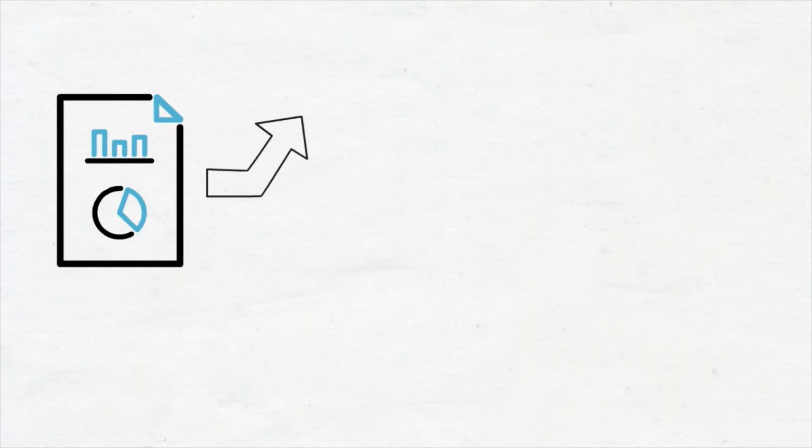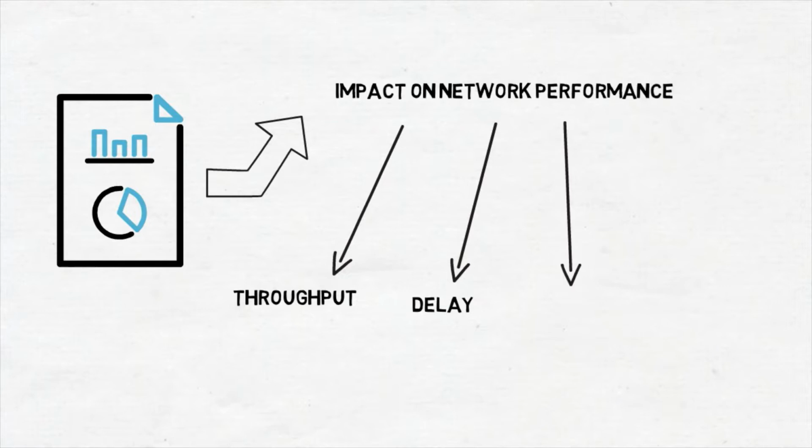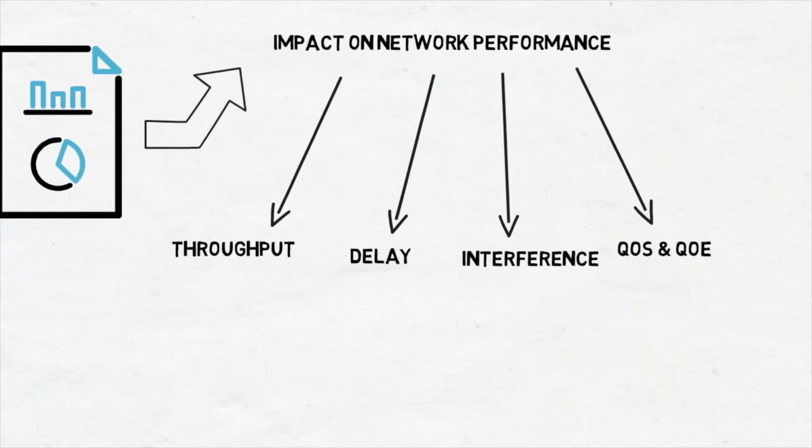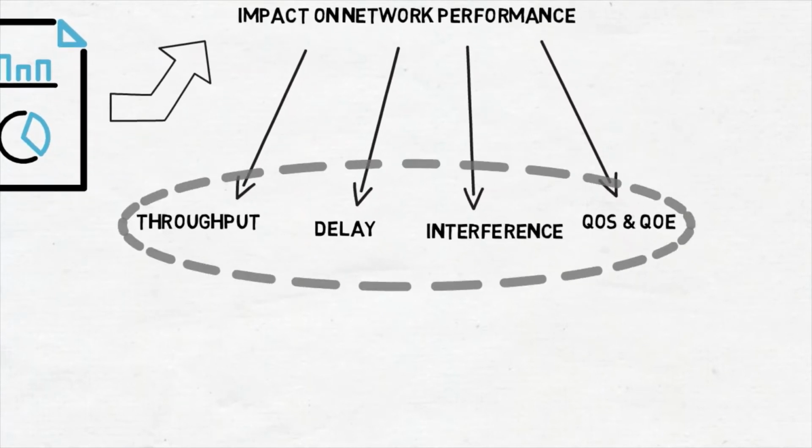The proper assessment of these scheduling algorithms is essential to fully understand their impact on network performance. This impact can be observed through different metrics like throughput, delay, interference, and other quality of service and quality of experience measures. It would be difficult, however, to observe how these variations of different parameters are related to each other due to the unavailability of a comprehensive performance indicator, making it difficult to assess the overall efficiency of a scheduling algorithm.